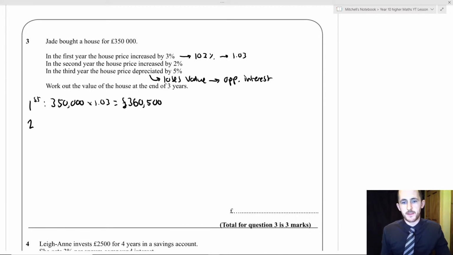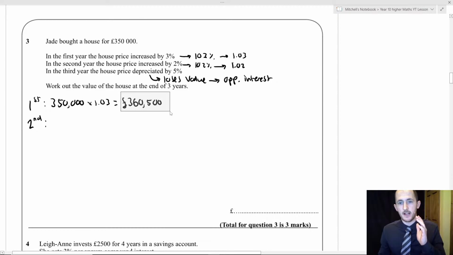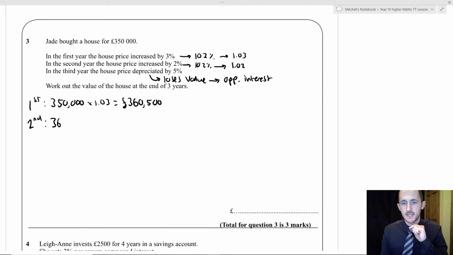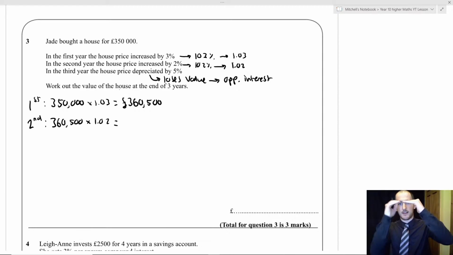Now the second year, this is where things get a bit more interesting. The house price increased by 2%. So we're going to times it by, it's 102%, right? That's all good. So 1.02. But keep in mind, it's increased from this value, not the 350,000. So it's increased again by 2%. So instead of 350,000, I have 360,500 times by 1.02. Right, so the house increased by 3% up to that level, then increased by 2%. So it's increased by 2% from that value, not the original one.